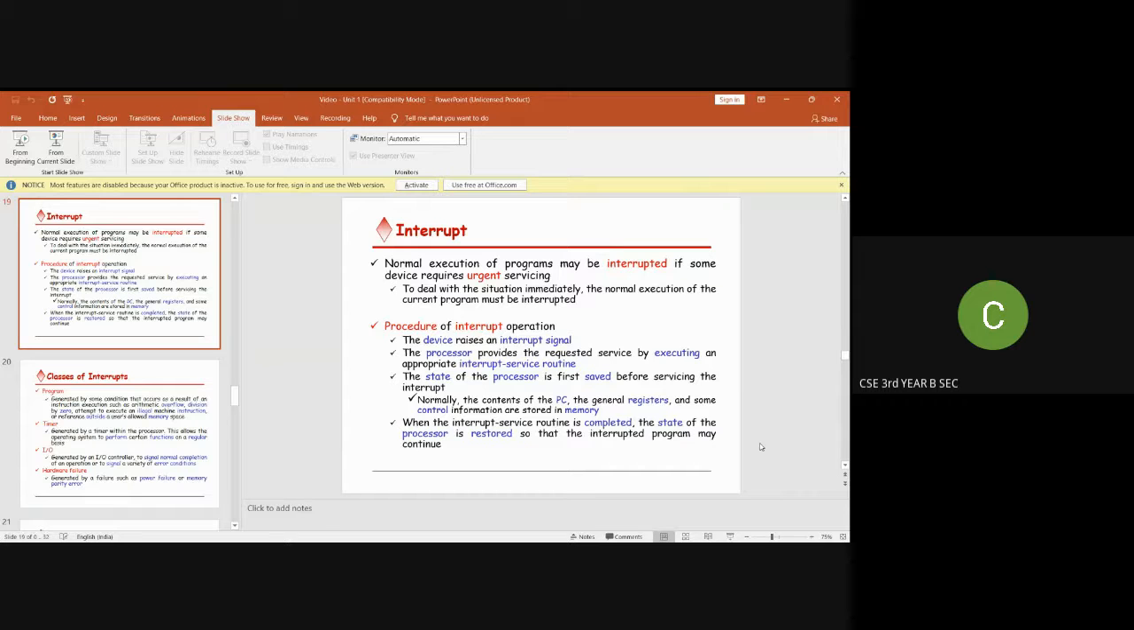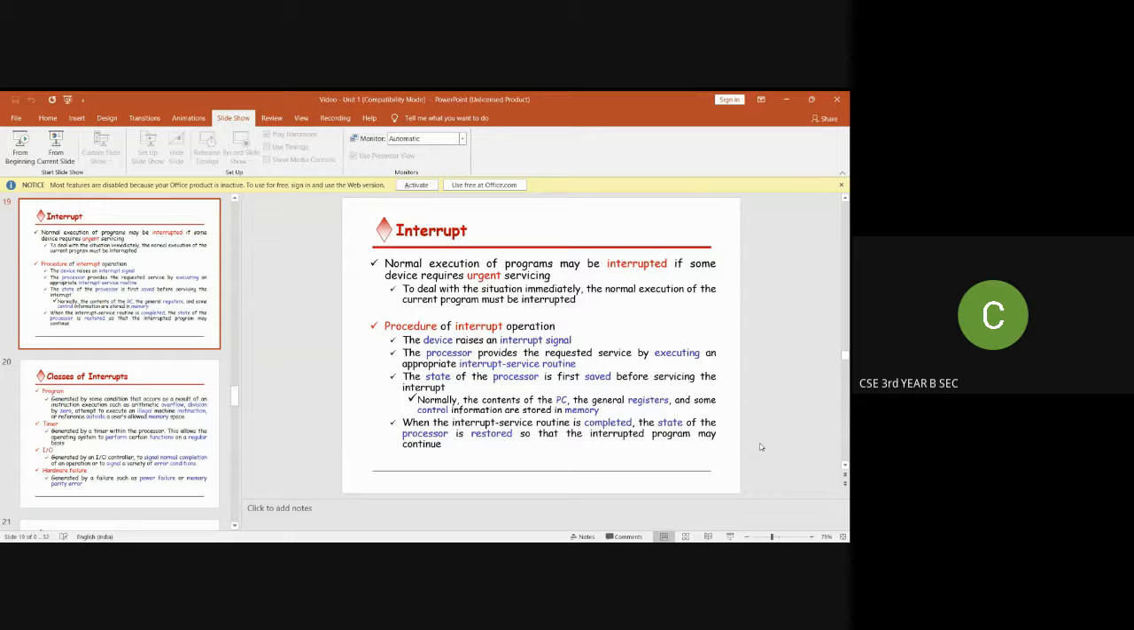by accessing the already stored information. So the procedure of interrupt operation is: the device raises an interrupt signal which needs some urgent service. The processor provides the requested service by executing an appropriate interrupt service routine, which is called the ISR. The state of the processor is first saved. Already the processor is executing some instruction, some operation, so the current program execution status is saved somewhere, and the ISR is executed.